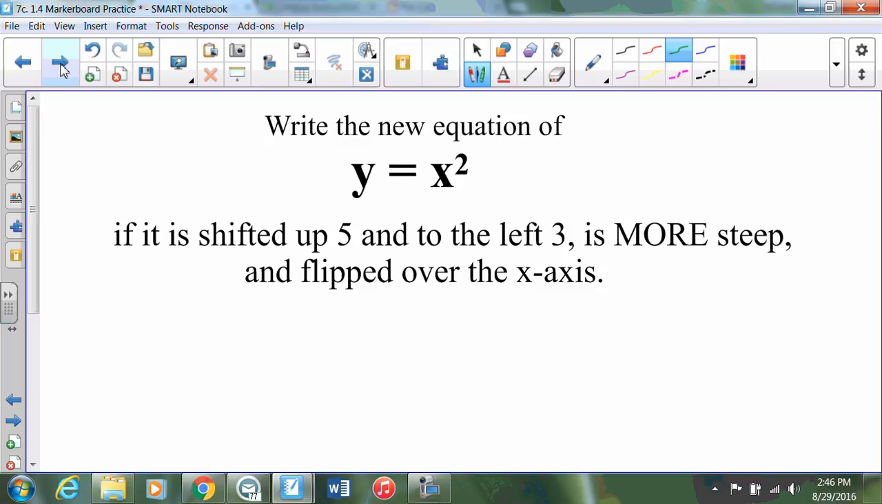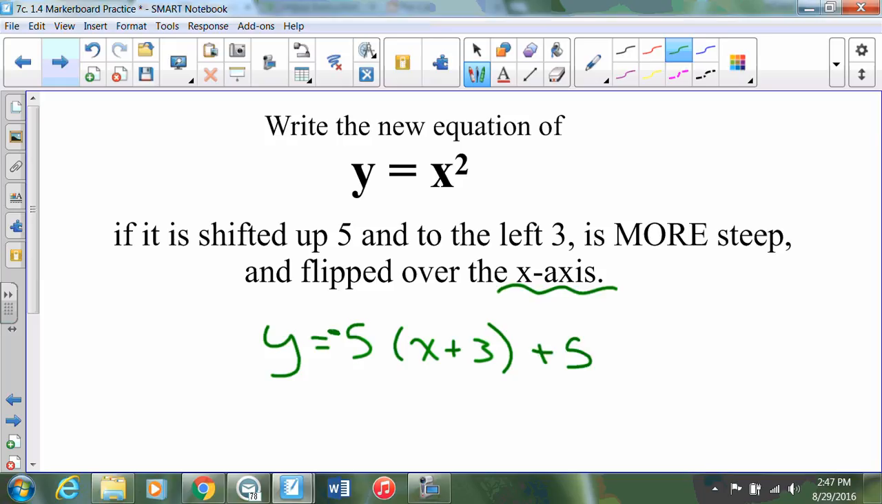Back to quadratics. If it shifted up 5 and to the left 3 and is more steep, then everyone's answer on this could look different. You could choose to put 100 here, or 5. We'll just put 5. And what else is it? To the left 3. So we'll do plus 3. Up 5. And what have I forgotten? It's flipped over the x-axis. That means I need a negative right after my equal sign.